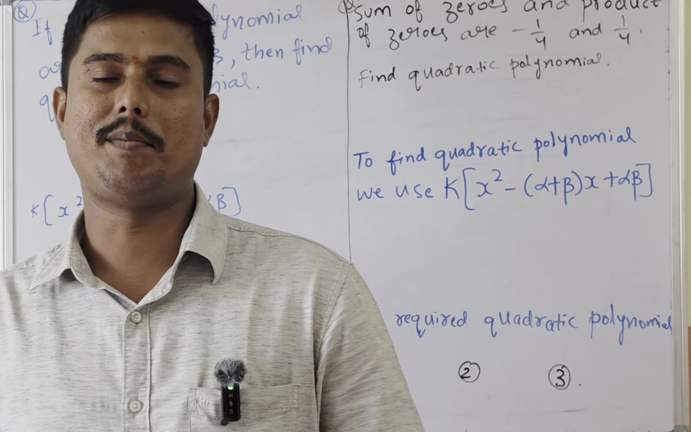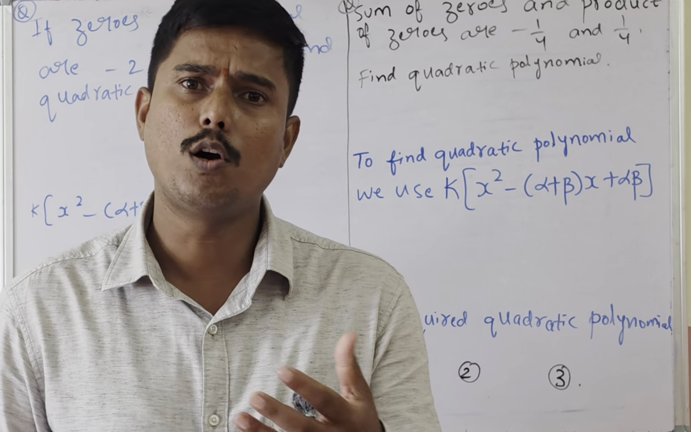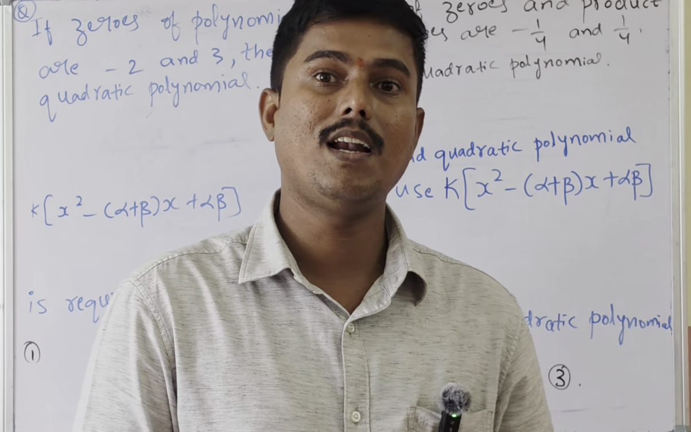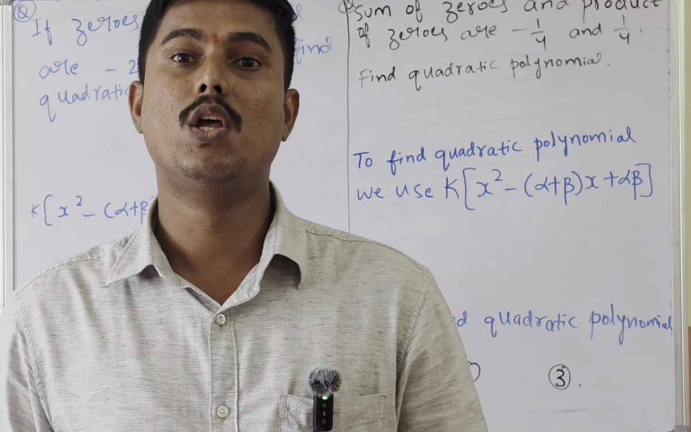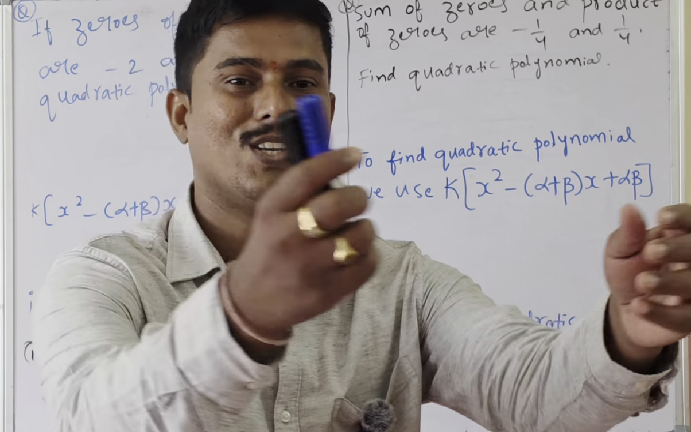Now the last topic of the chapter: when the sum of zeros and product of zeros are given, how to find a quadratic polynomial. Not only that, when zeros are given, how to find a quadratic polynomial. So let us start with the concept of when the sum of zeros and product of zeros are given.